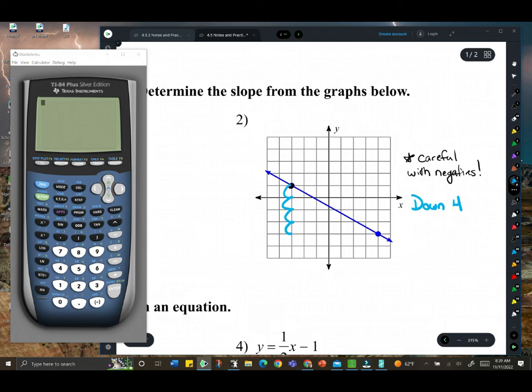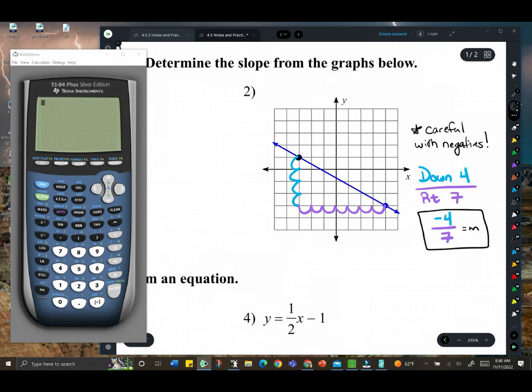Now the run, we are going to the right still. 1, 2, 3, 4, 5, 6, 7. So to the right, 7. That down corresponds with a negative. So down 4 is just negative 4, and the run is 7. So be careful when dealing with negative slopes, down from left to right. And of course, that's m. So that's all looking at a graph.